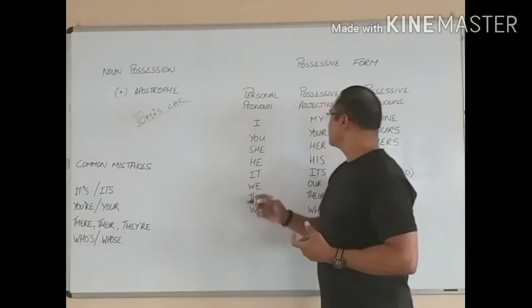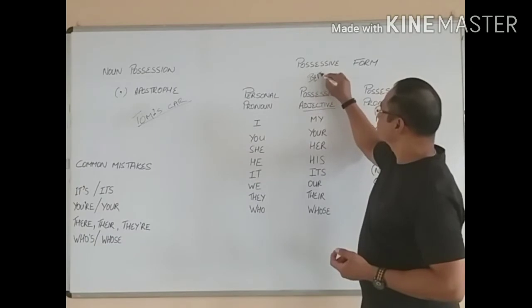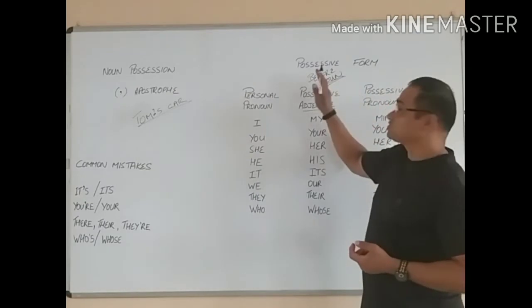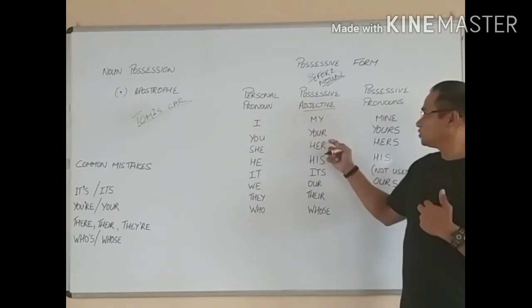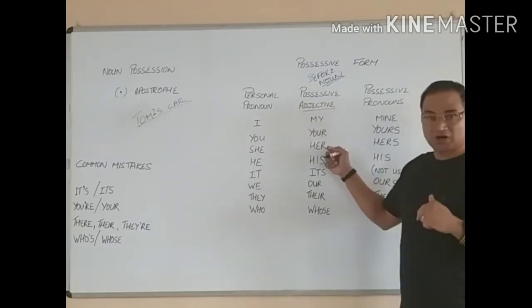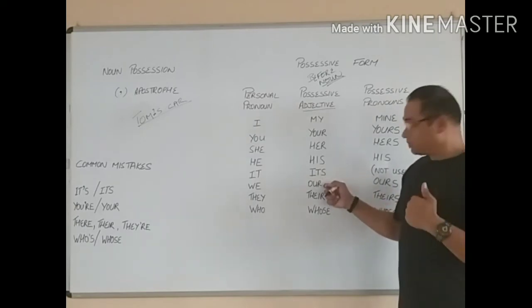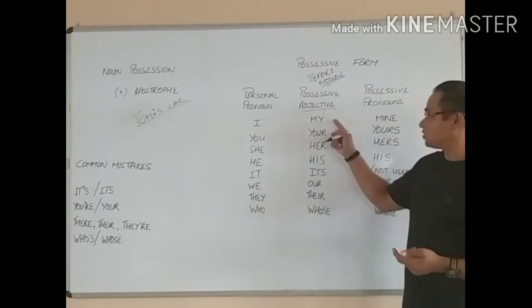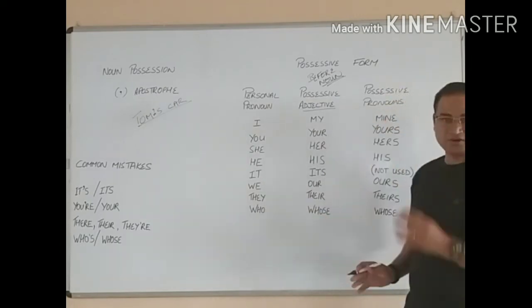So the confusion here is possessive adjectives will come before the nouns or pronouns. Possessive adjectives will come before the nouns or pronouns. You say my book, your book, her book, his book, its bone, our book, their book, whose book. You see, these are all possessive adjectives coming before the noun. So it's very simple to understand.